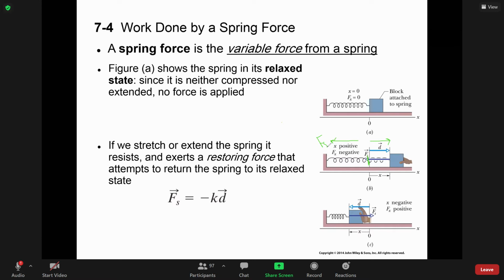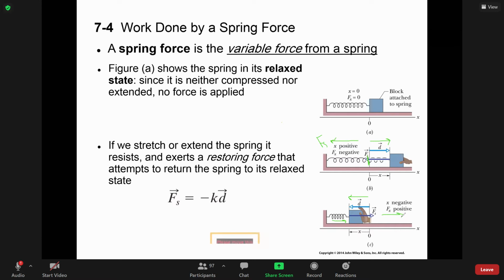Now let's try another thing. Here is the spring, and now I want to compress it. If I compress the spring, its displacement after compression is this, to the left, because I compress it, I decrease it. Now, what do you think the spring will try to do? The spring will try to resist the compression. So the force by the spring will be on the right side.